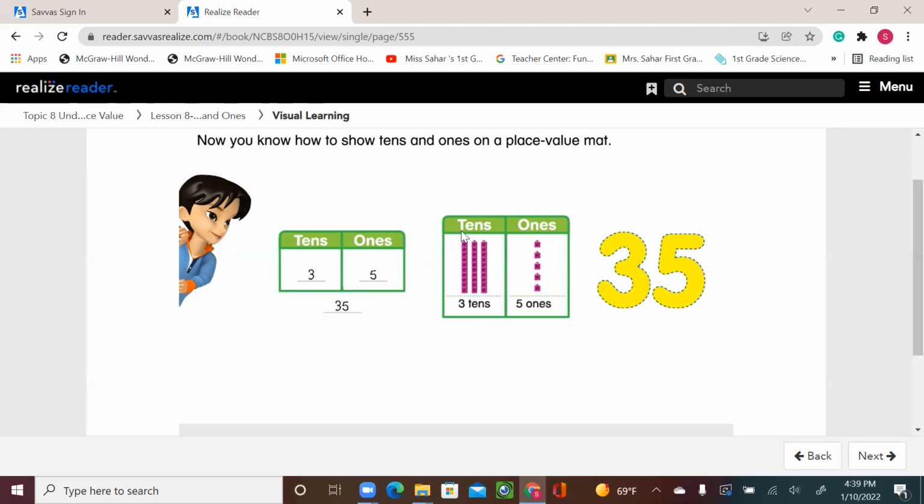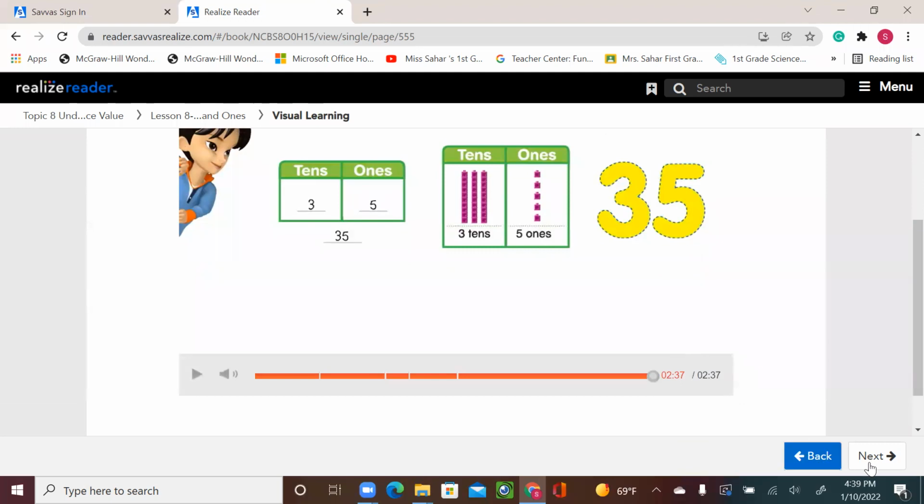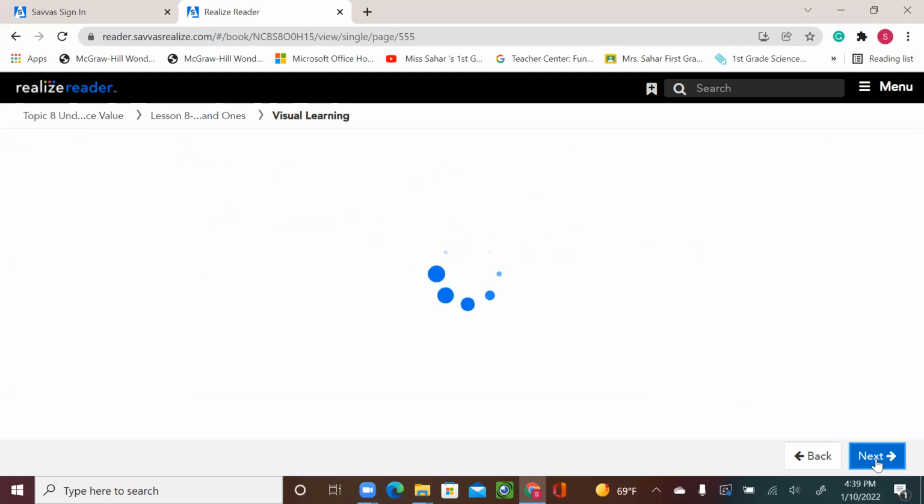So I know in tens, I have 3 tens. I'm going to write 3. And then the ones, I know I have 5, I'm going to write 5. And all with the tens on the left and the 5 on the right. Left and right. All right. Let's see the example we have.